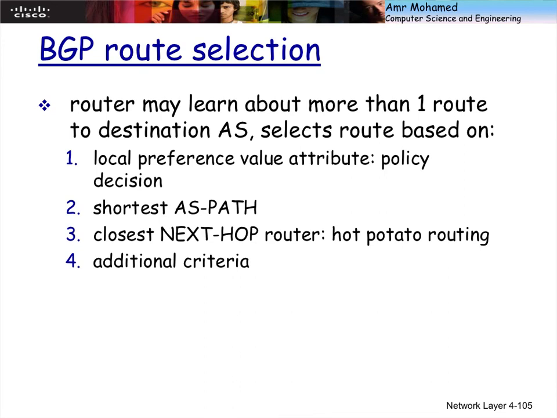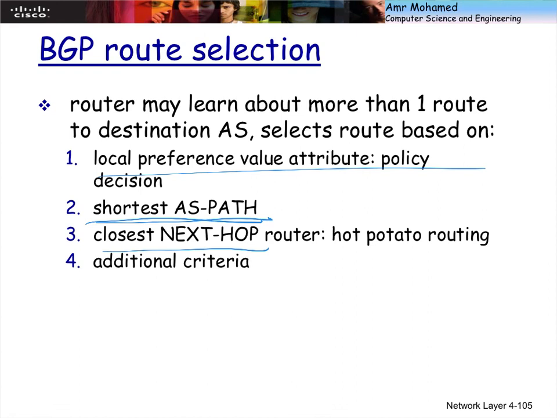So this is the criteria for selection. The shortest AS path, okay. The closest next hop, which is the gateway, if I have multiple paths, each one through a specific gateway to reach different autonomous systems. So either I take the shortest path or, of course, the policy. If the policy exists, it dominates.